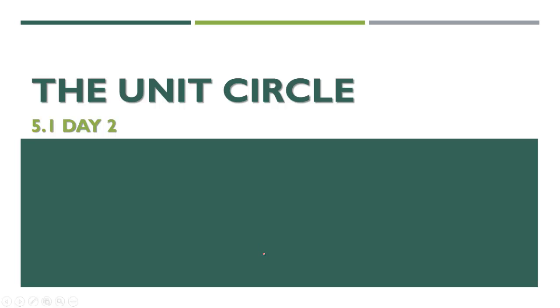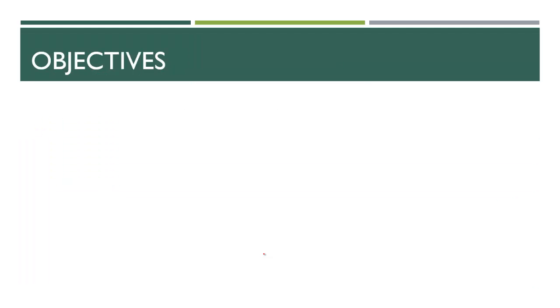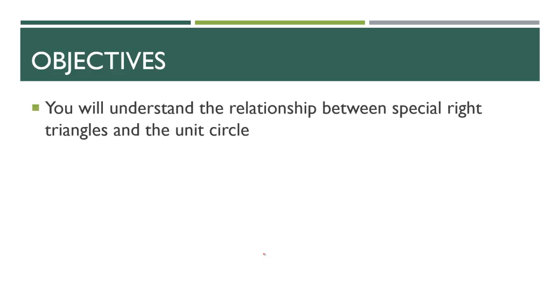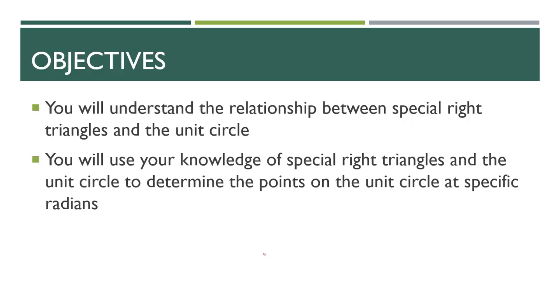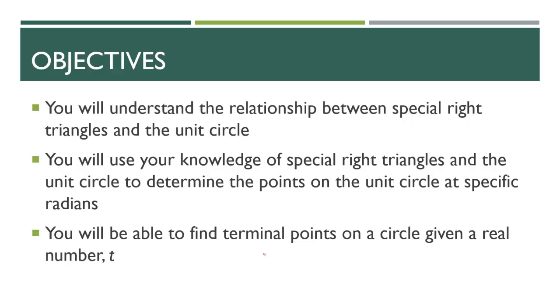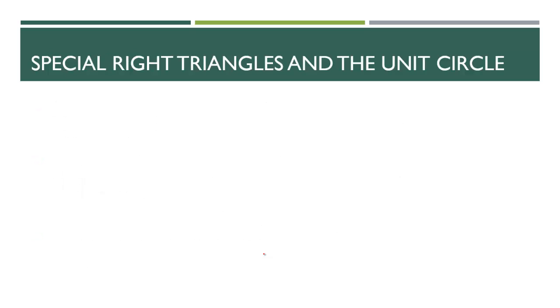Alright, so we're on day 2 of the unit circle. Today we're going to be starting to get into showing a little bit of a relationship between special right triangles and the unit circle. So let's start with the objectives. You will understand the relationship between special right triangles and the unit circle. You will use your knowledge of special right triangles and the unit circle to determine the points on the unit circle at specific radians. And you will be able to find terminal points on a circle given a real number t. Alright, so let's start with special right triangles and the unit circle.